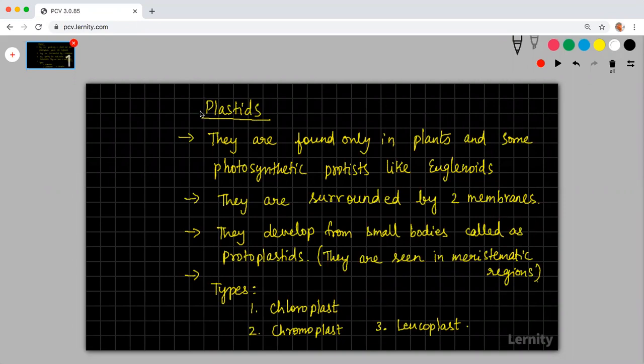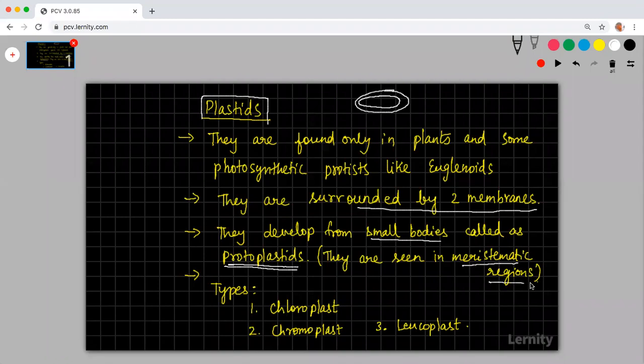Okay, so we'll just move on with plastids. Plastids are also one more type of membrane bound organelle because you are able to see that they are surrounded by two membranes. So where are these plastids arising from? These plastids are arising from small bodies, which we call protoplastids. This protoplastid is seen only in the meristematic region. So you know what is meristematic region, right? You might have studied in your ninth standard tissues chapter. Whenever a plant cell is dividing, the first division happens in the meristematic zone.